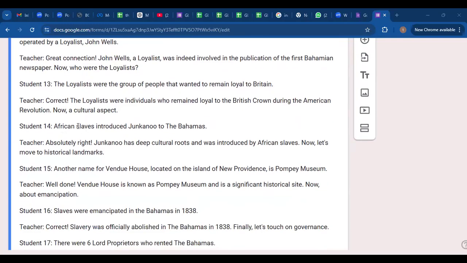Now, a cultural aspect. African slaves introduced Junkanoo to the Bahamas. Absolutely right. Junkanoo has deep cultural roots and was introduced by African slaves. Now, let's move to historical landmarks.